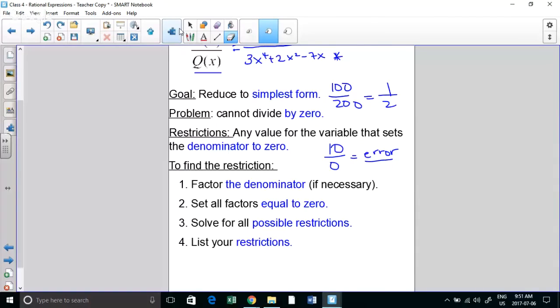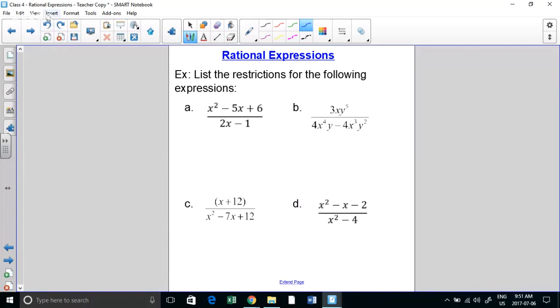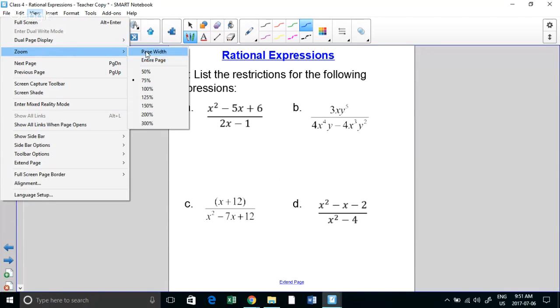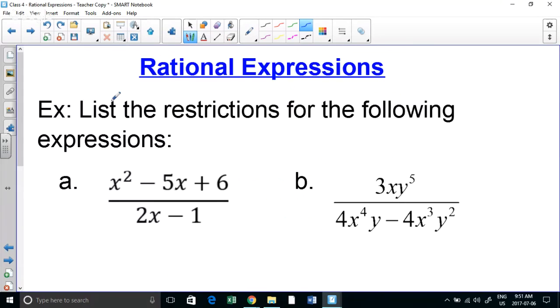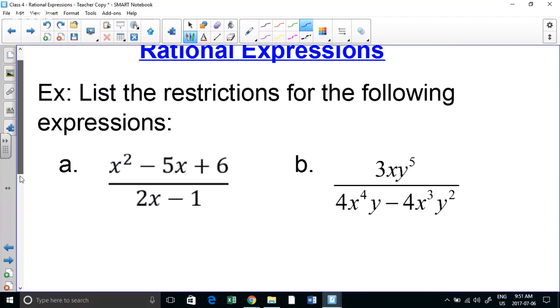So in order to just identify the restrictions, we're going to factor the denominator. Set all of the separate factors equal to 0. Solve for all the restrictions and make a list. So this is where our tools for factoring come in. You're going to be given a rational expression, and you're going to be asked to do something with it. It's not going to say this. It's going to say find the restrictions or solve or whatever. So you have to use all your tools of factoring to be able to do this.